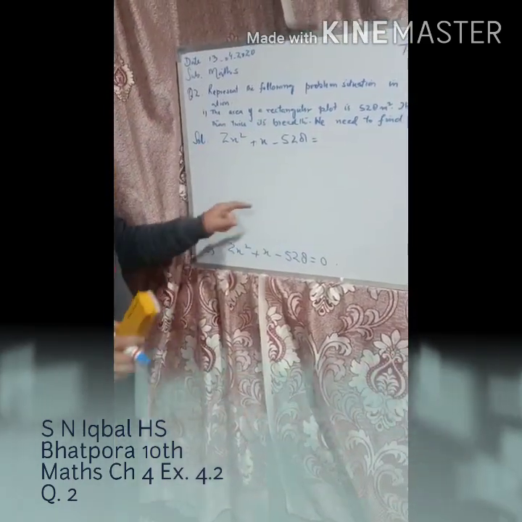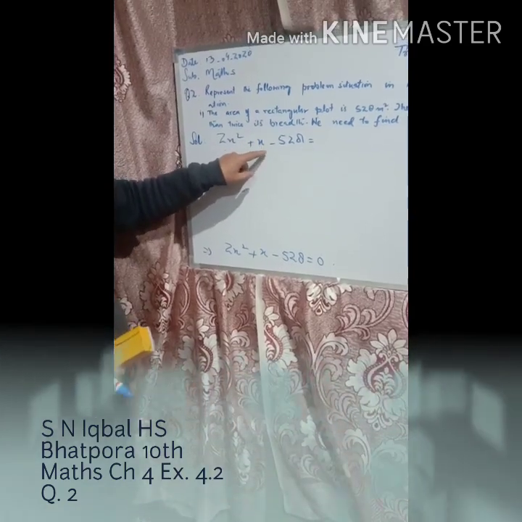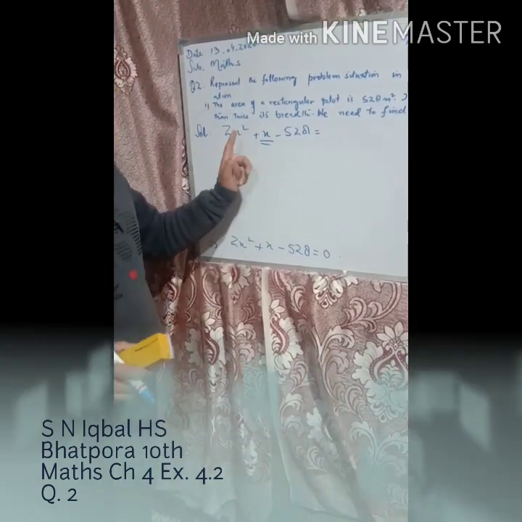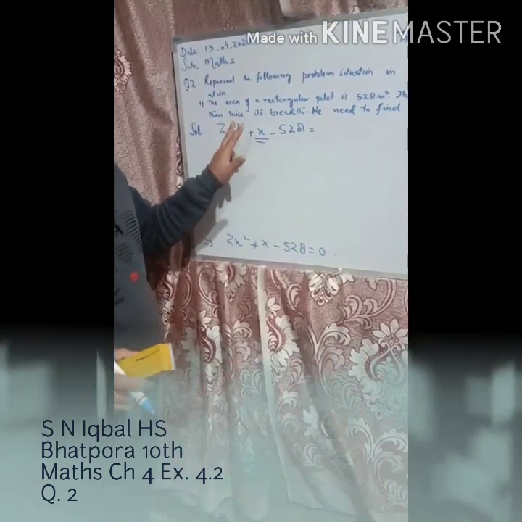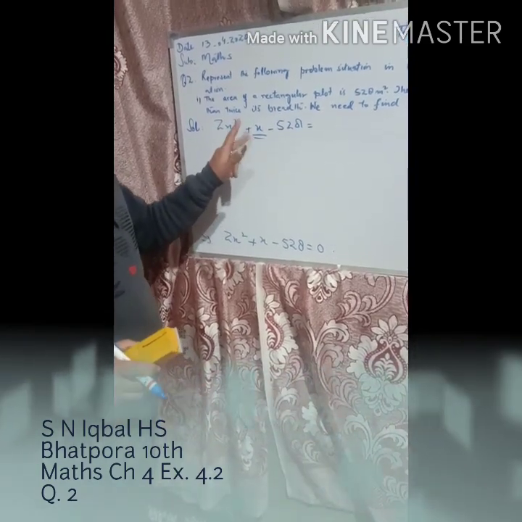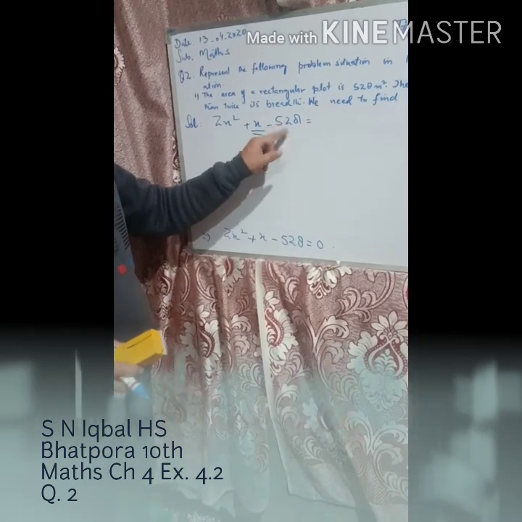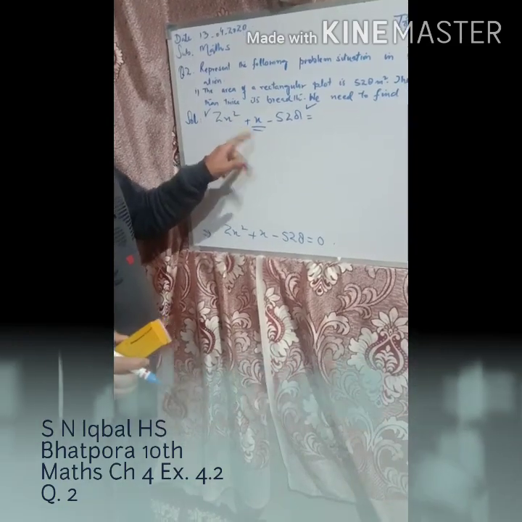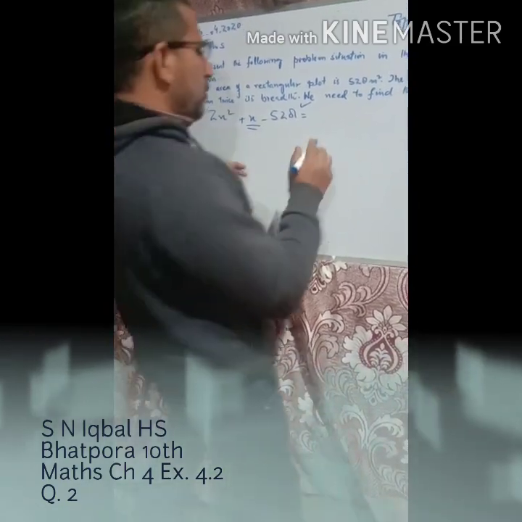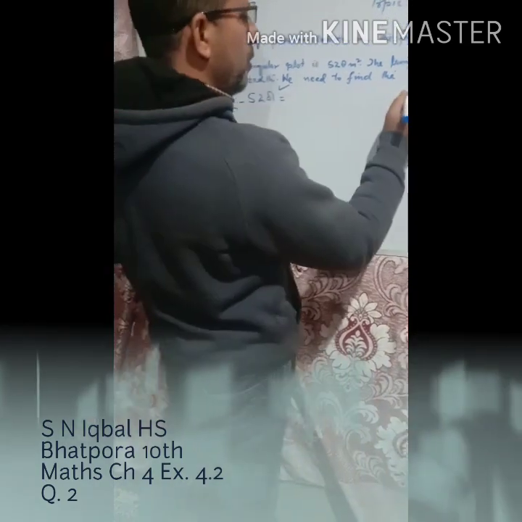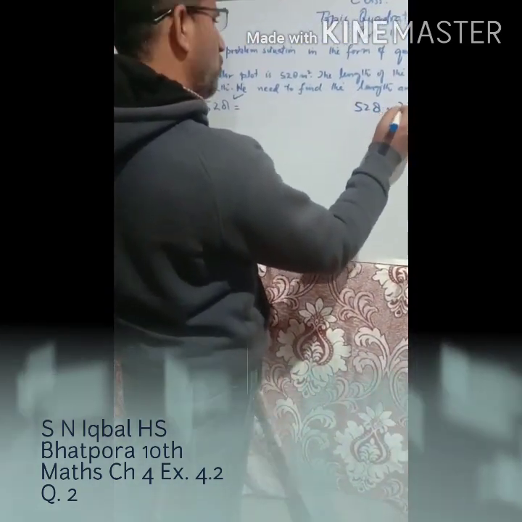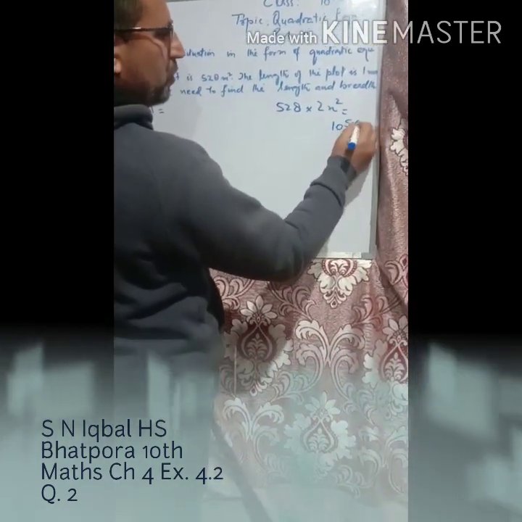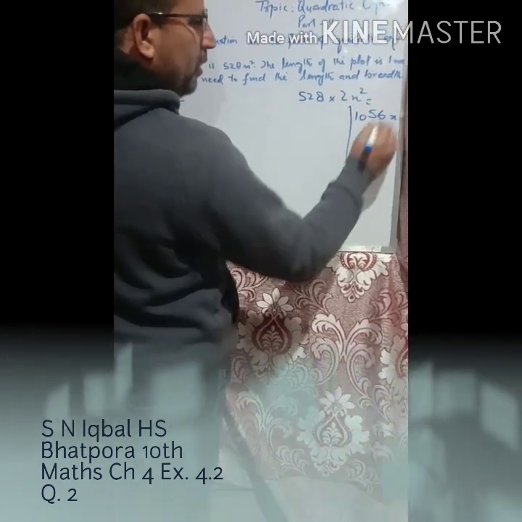And what is the factorization method? In the factorization method, we will split the middle term x in such a manner that the product of the two terms obtained by splitting the middle term must be equal to the product of the first and last term, and if we add or subtract these two parts, we get the middle term. So let us see what is the product of the first and last term. It is 528 into 2x square, which is equal to 1056x square.